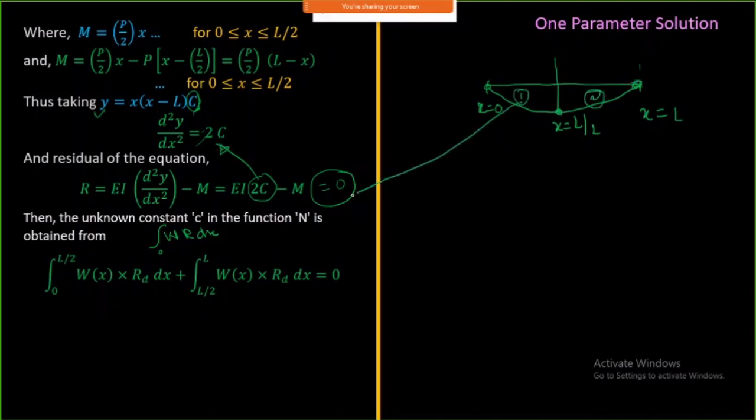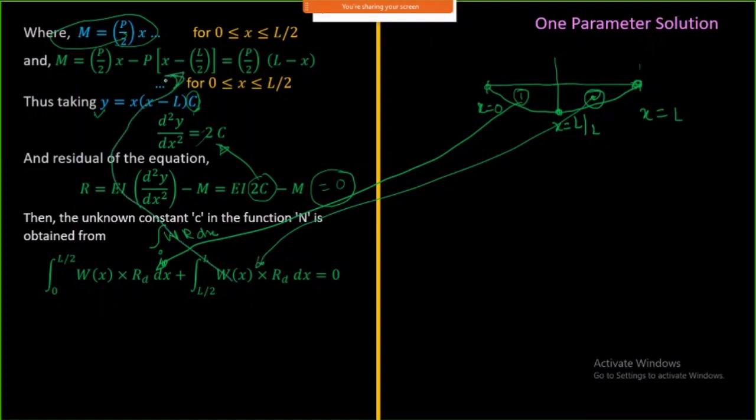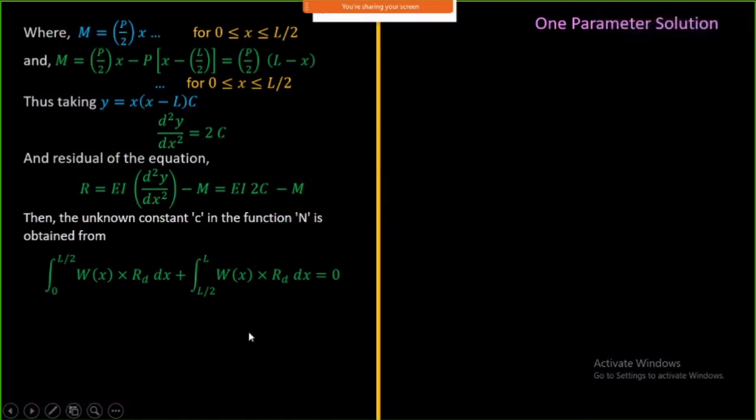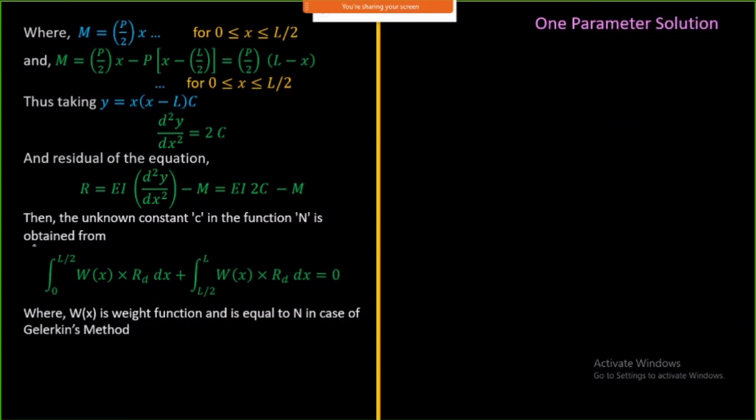This first phase is a representation of the equation which takes the moment of this first part, and the second phase takes the moment of the second part, which is the equation here. So we get two equations: one representing integration over 0 to L by 2, another representing L by 2 to L, and w is the weight function, which is equal to N in the case of the Galerkin method.